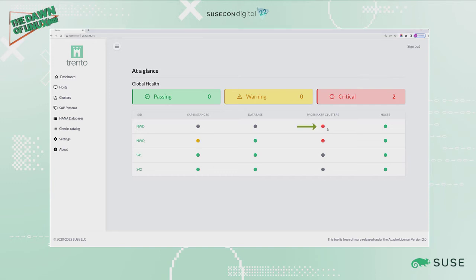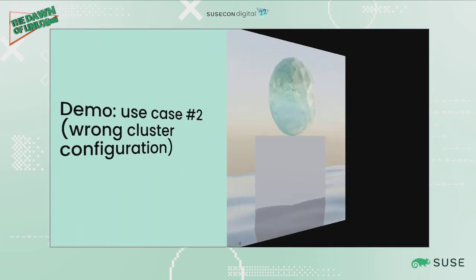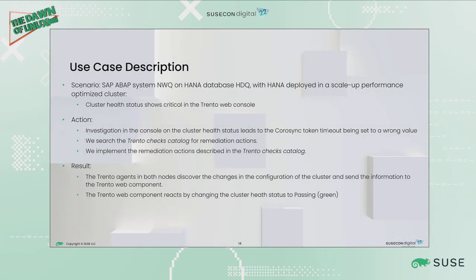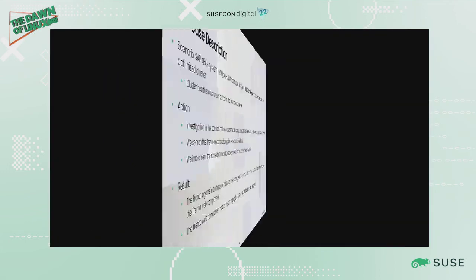And now it's time for the basis admin to investigate what has happened with the instance in Node 01, bring it back when possible, and restore the cluster to a healthy state. Let's move now to our second use case in this demo. In this use case, we are going to use Trento to determine why the HANA cluster of an SAP system is in critical status, and to learn about the necessary actions to fix the situation.